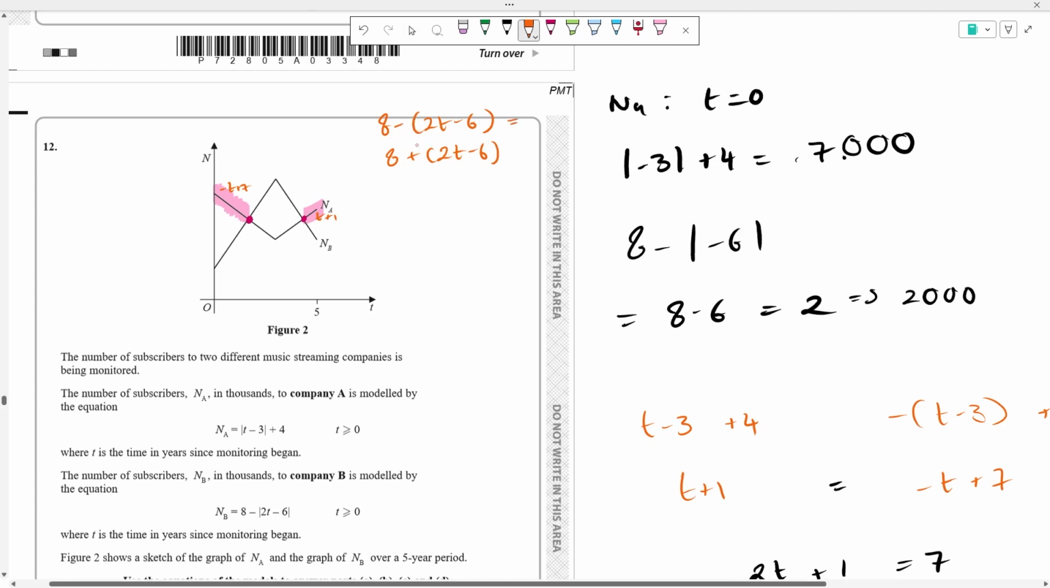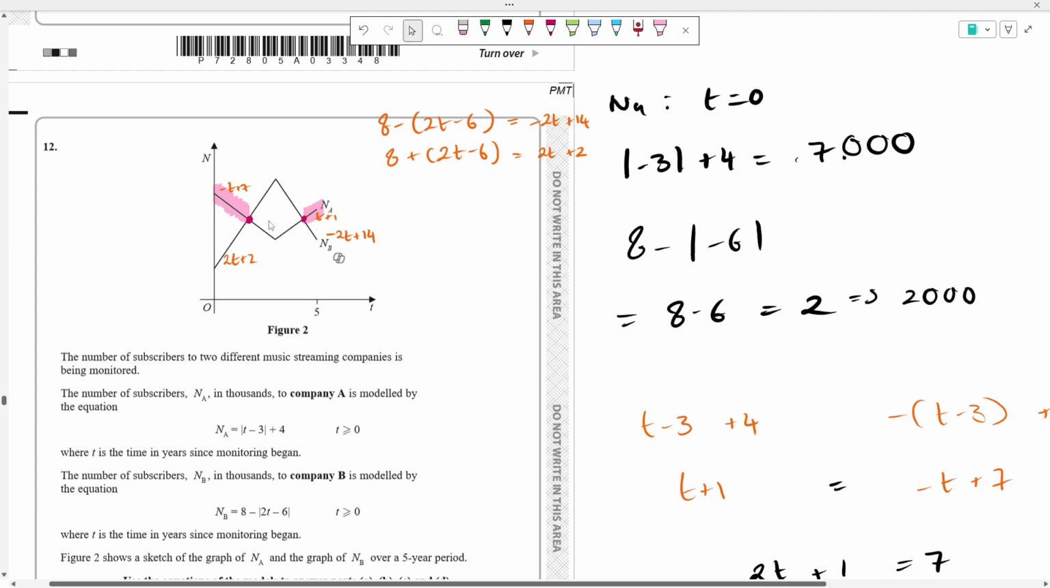If I go ahead and expand this out, this becomes minus 2t plus 14, and this will be 2t plus 2. Okay, this bottom one here has a positive gradient, so that means that this one must be 2t plus 2. Let me write that a bit more neatly. 2t plus 2, and then this downwards going one must then be minus 2t plus 14.